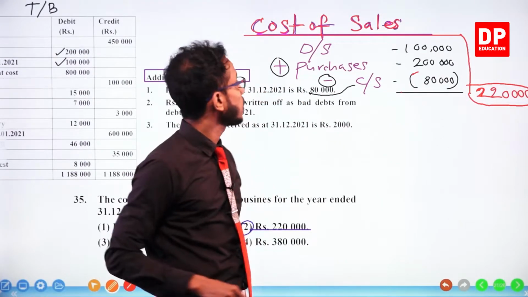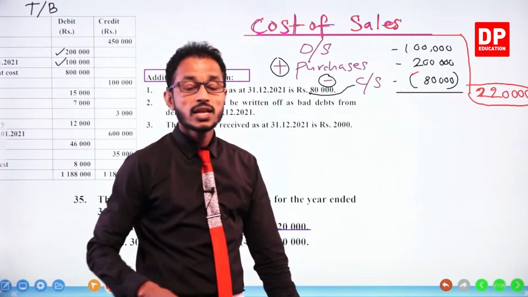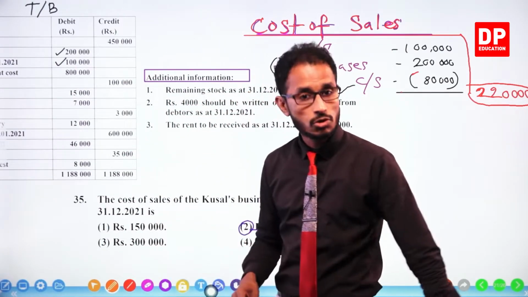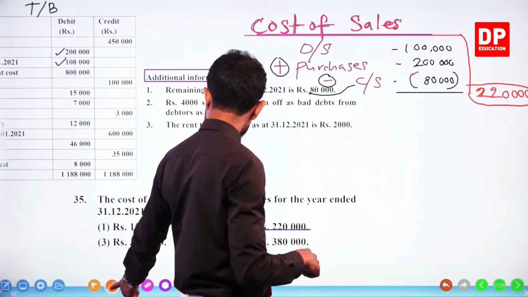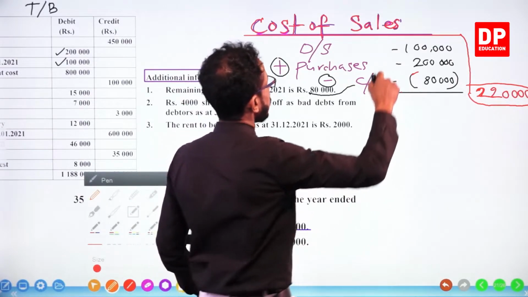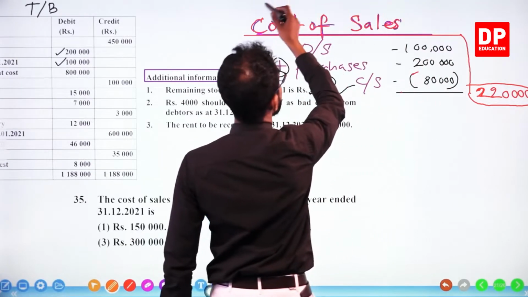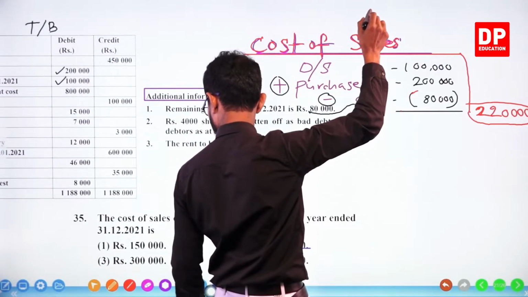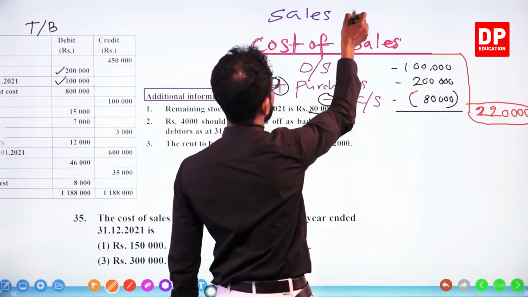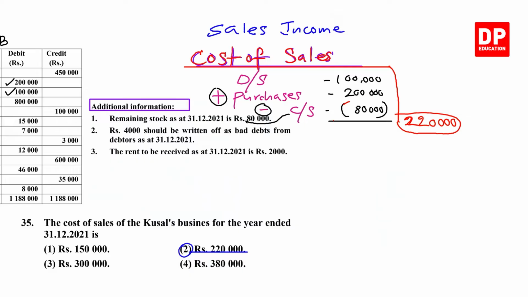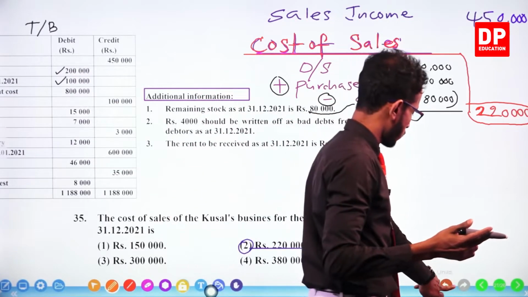We took the cost of sales, 220,000. Now gross profit. Sales minus cost of sales is gross profit. Sales is 450, it is there. We'll mention it on top. Sales income or sales revenue, 450,000. Can't you see this?